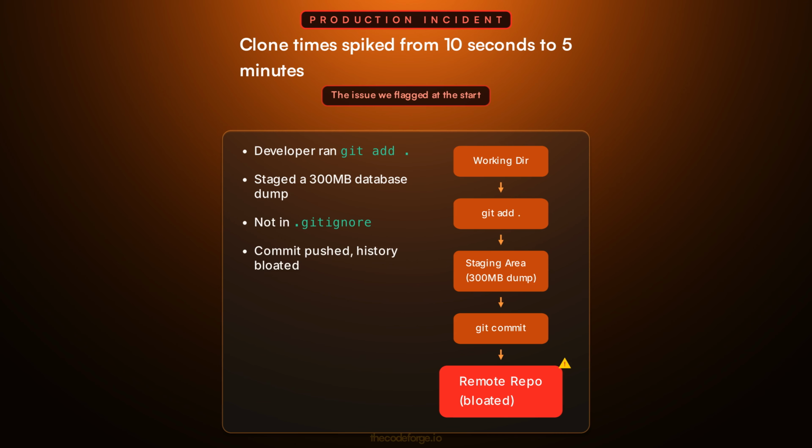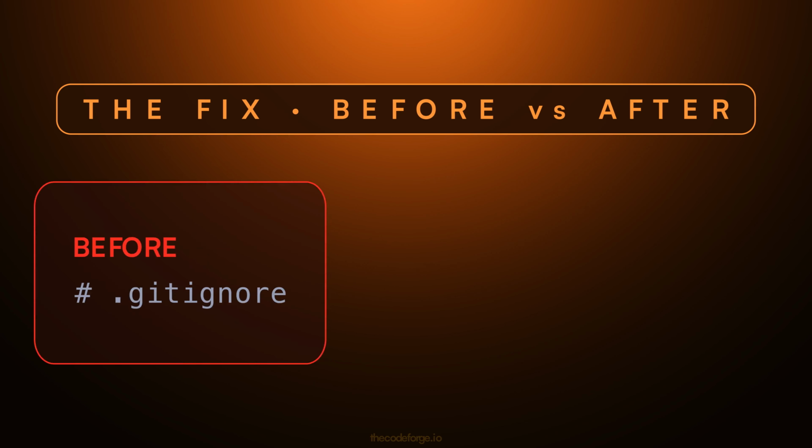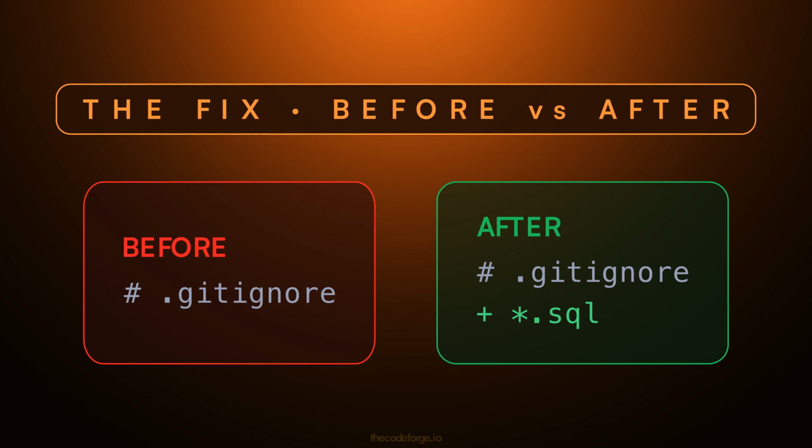Here's exactly why that happened. A developer ran git add, which staged a database dump file that wasn't in gitignore. The commit included the file, and once pushed, the repository history permanently contained the large blob. The root cause was that asterisk. SQL files were not in gitignore, so git add staged a 300 MB database dump. Adding *.sql to gitignore prevents accidental staging of such files.